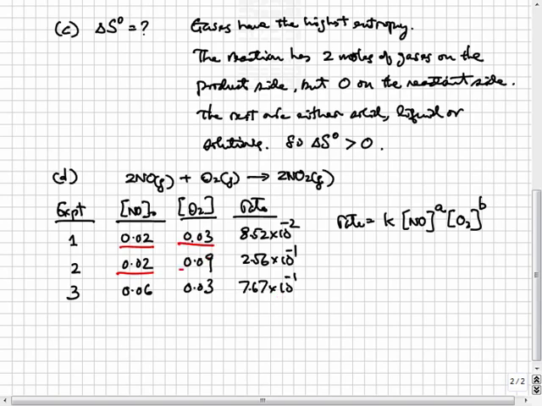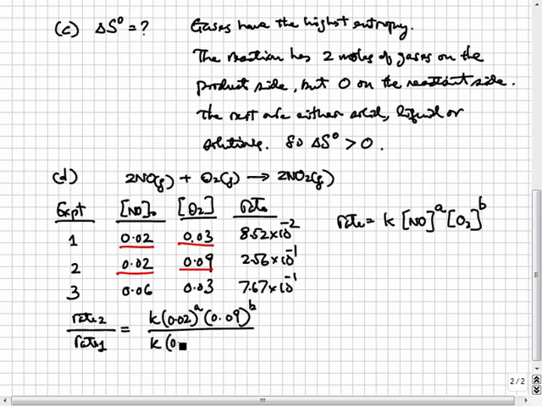We notice that between experiments 1 and 2, the concentration of NO is the same, but the concentration of O2 is different. So we divide rate 2 by rate 1 and plug in all the known concentrations on the right side of the differential rate law. Everything cancels except the concentration of O2 to the power b. We get 3 to the power b is equal to 3, so b is equal to 1.